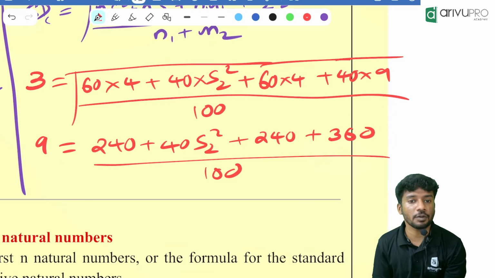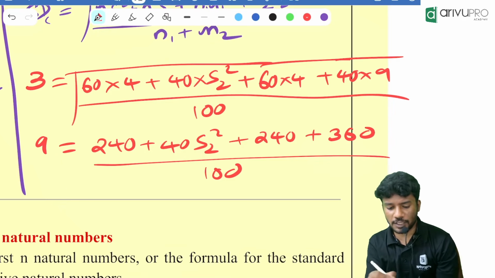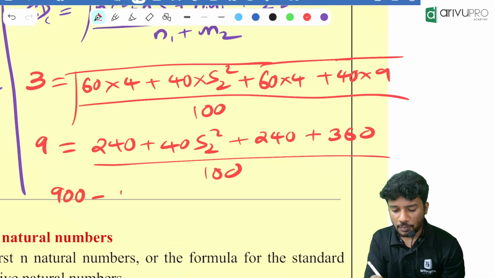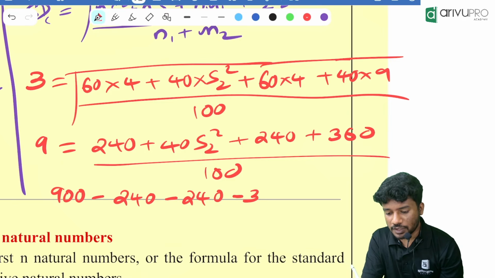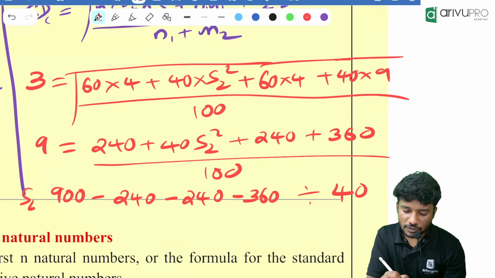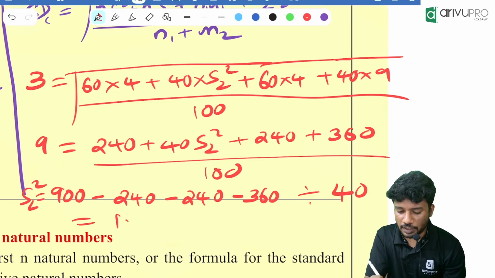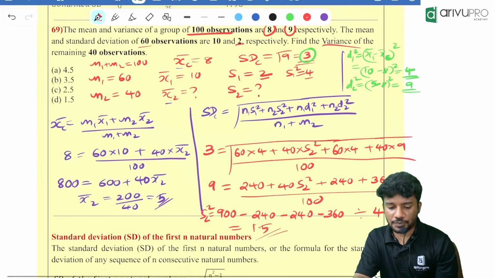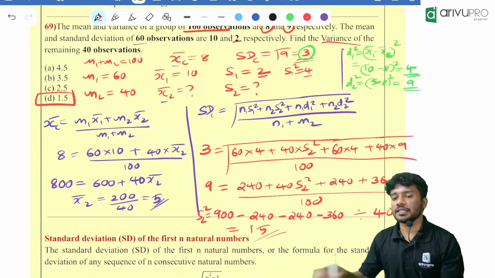How much is the answer? 1.5? Yes. Cross multiply. 900 minus 240 minus 240 minus 360. Then divide with 40, you will get S2 square. How much is S2 square? 1.5. Which option is your answer? Option D is the answer.